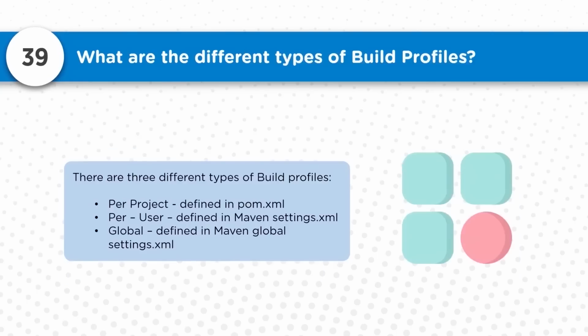Next, what are the different types of build profiles available? Build profiles can be done for a particular project, per project. You can even do them in the settings.xml file, and if you want to do it in the global settings.xml file, you can do that as well. So there are different ways in which you can do the customization, and once it is done, you will have different ways of doing the setups and configurations.